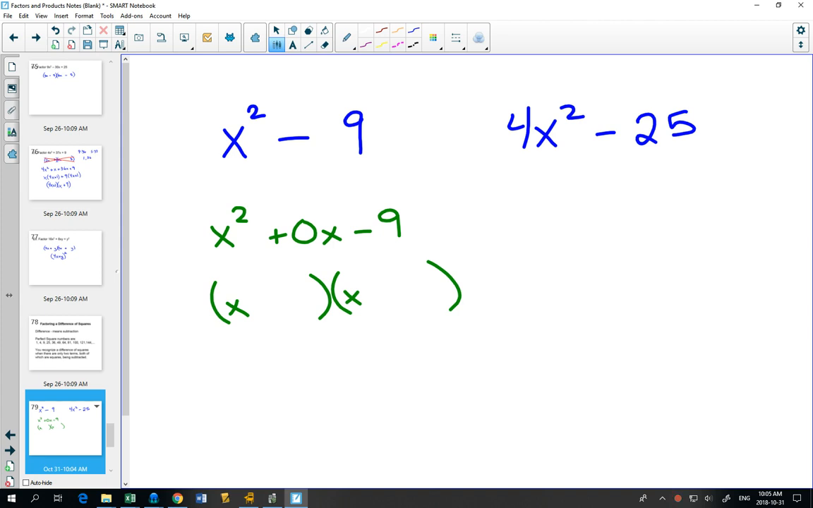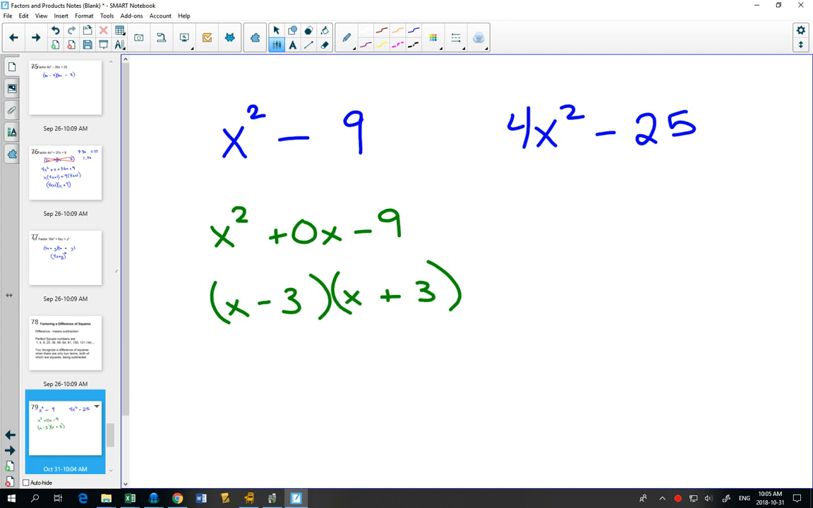Can you see if I put plus 3 and minus 3, that your outside, which is 3x, and your inside, minus 3x, would just cancel out, and there'd be nothing left? Yes? So we need to factor a binomial. You can assume there's a 0x and make it a trinomial, but truly it is a binomial.